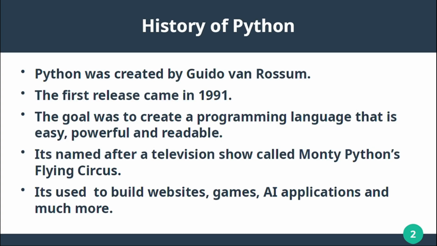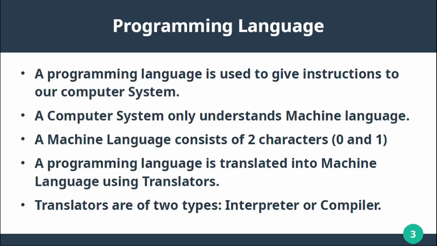Before understanding Python, we need to understand what a programming language actually is. So, a programming language is used to give instructions to our computer system. Just like our normal languages are used to convey a message, the programming language is used to give instructions or messages to a computer system.